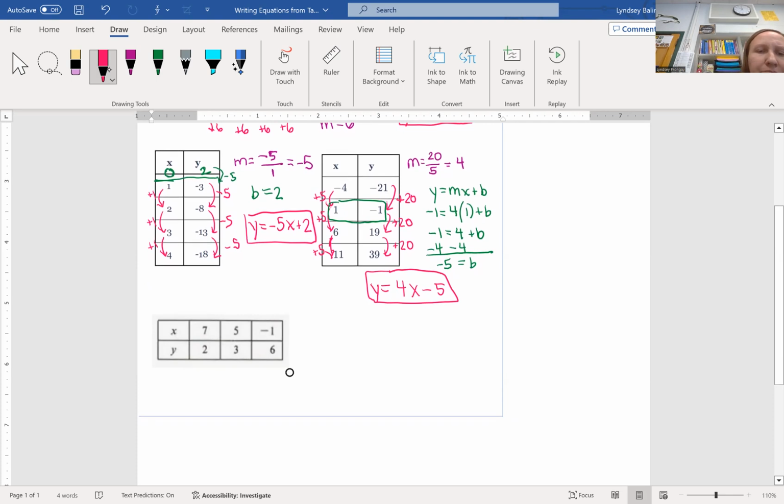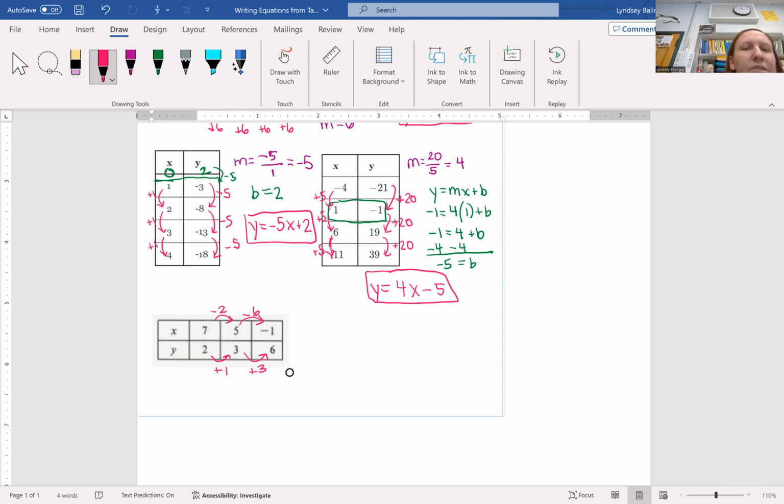Okay, and my last one. From 7 to 5, it goes down 2. Oh boy, and then 5 to -1, that would be going down 6. So the pattern isn't even continuous here. Let's see what happens with our y's. Our y goes from 2 to 3, which is up 1, and 3 to 6 is up 3.